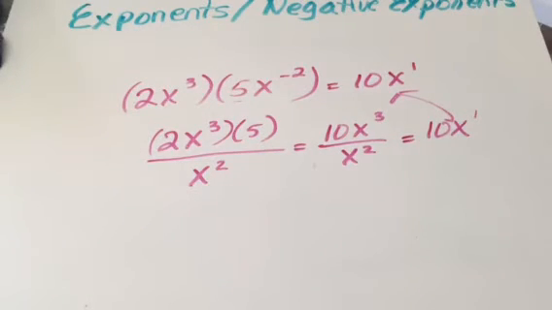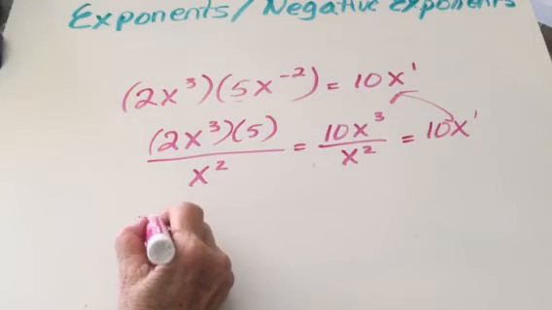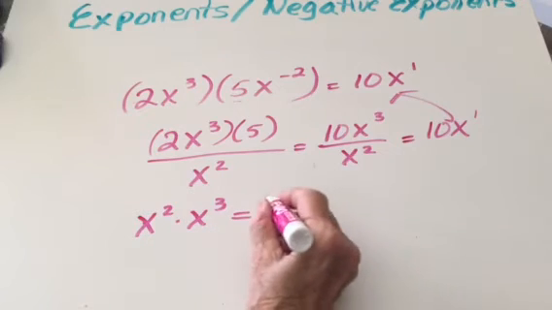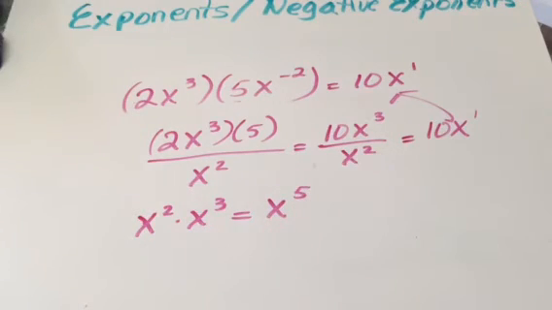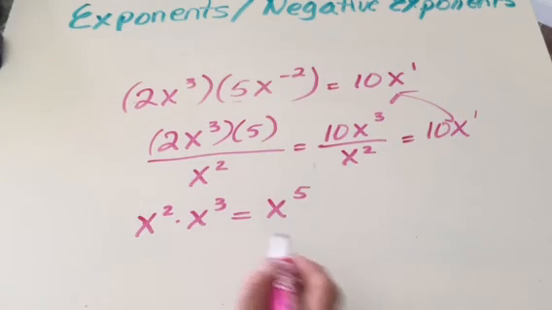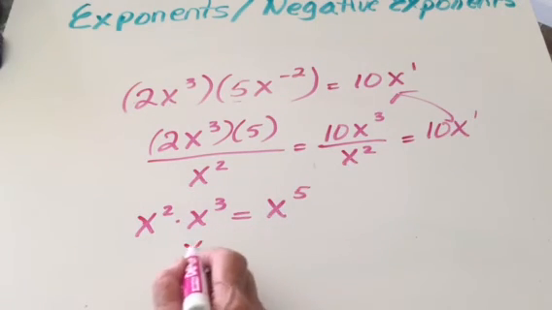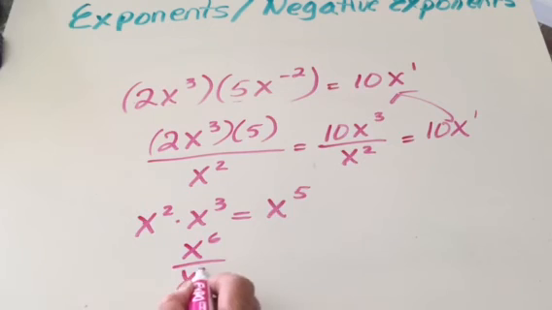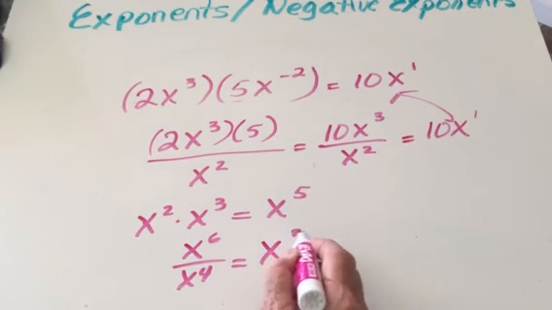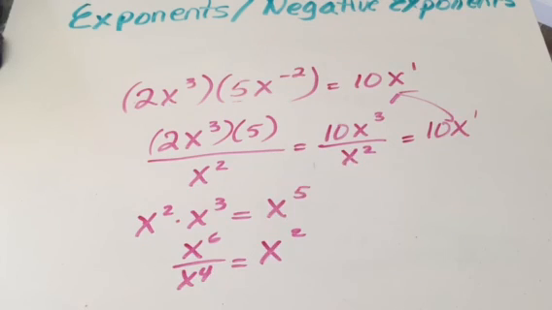All right, so remember, when you're multiplying the exponents, x squared times x to the 3rd, you're going to get x to the 5th. When you're dividing the exponents, instead of adding, x to the 6th divided by x to the 4th, you're going to subtract and get x squared. Okay?